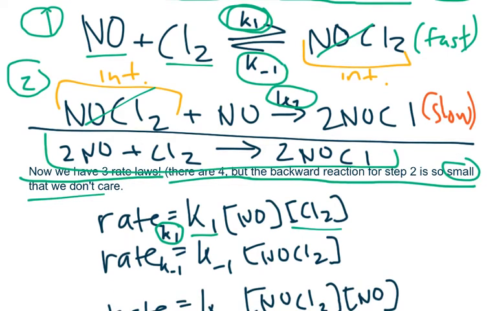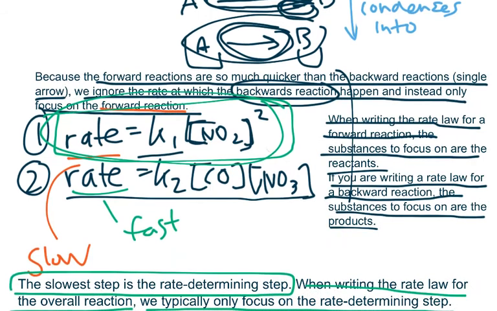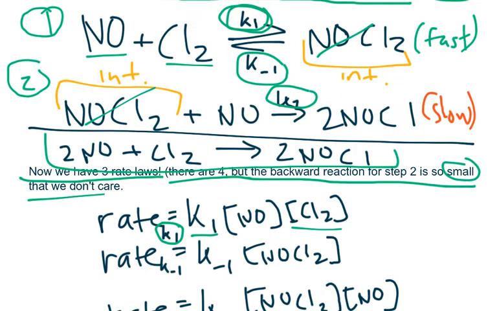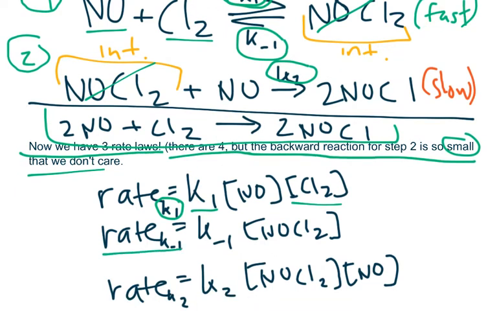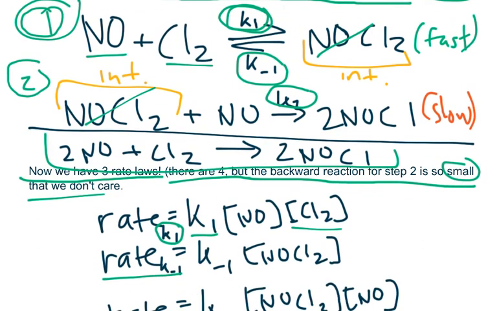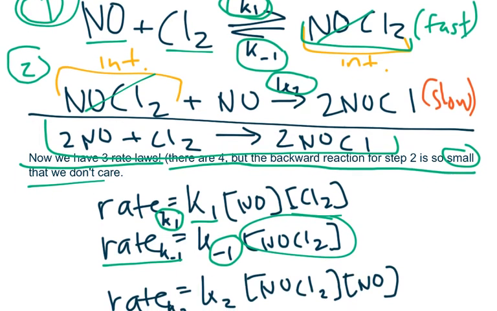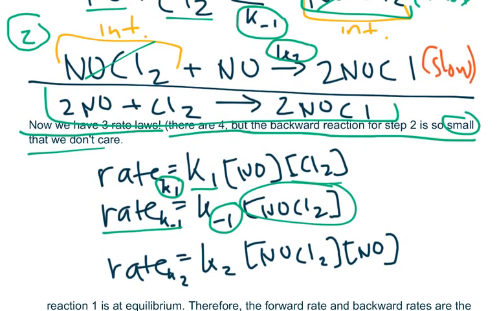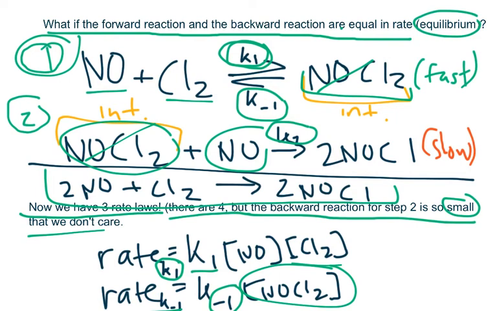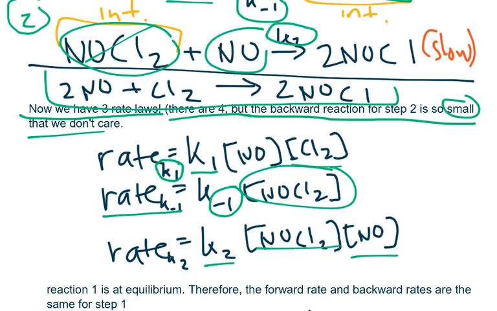Now, what about the backward reaction? Well, as mentioned before, if you're writing a rate law for a backward reaction, the substances to focus on are the products. So if we want to write the rate law for the backward reaction of the first step, we multiply k-1 by the product, which is NO2Cl2, right there. Now what about the rate law for k2? Well, that's equal to k2 times the reactants, NO2Cl2 and NO. Notice how these are all first order because the coefficients in front of everything that we're looking at so far are 1.